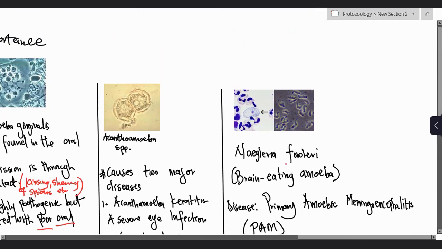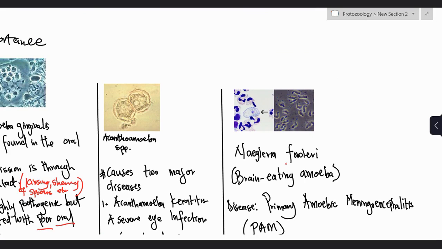Alright, so this is just a summary of the amoeboid protozoans. The amoeboid protozoans that are of parasitological importance are really not many, but they somehow cause severe infections or severe illness, especially in immunocompromised patients.